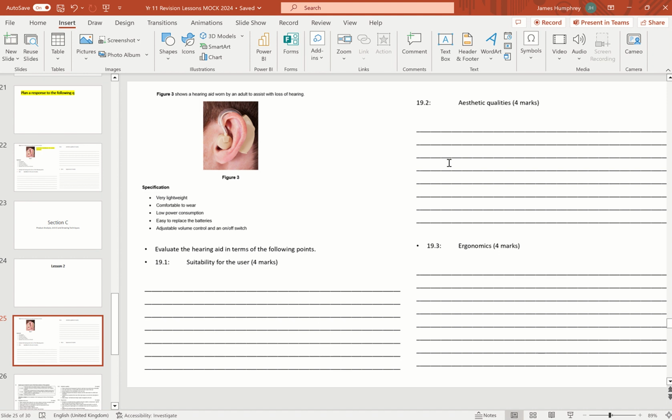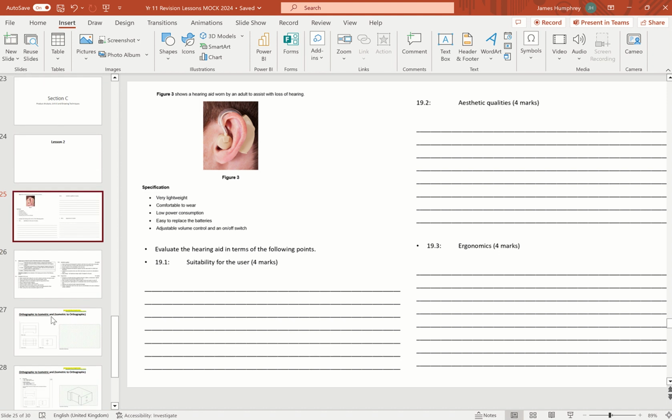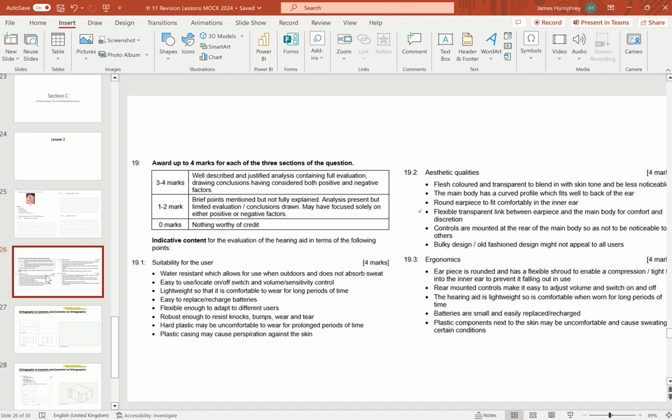So hopefully you've given this a pretty good crack, and you've, one, planned everything, two, digested the information. Well, really, first of all, digested the information, then planned what you're going to put in each section, and then you've put down some pretty good, justified, substantiated points in regards to suitability, aesthetics, and ergonomics. So let's move on and have a look at the answers.